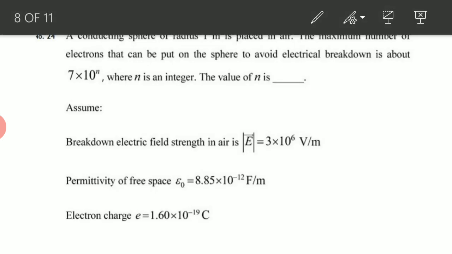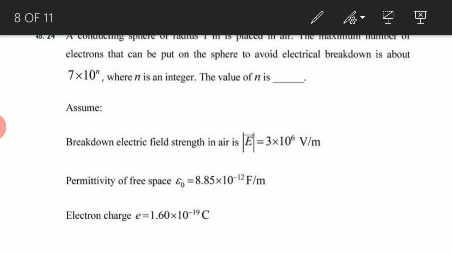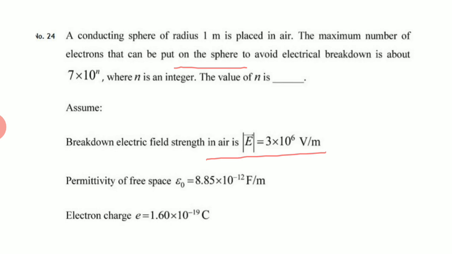Now the third question. A conducting sphere of radius 1 meter is placed in air. The maximum number of electrons that can be put on the sphere to avoid electrical breakdown is about 7 into 10 raised to n, where n is an integer. The value of n is, assume breakdown electric field strength in air is E equal to 3 into 10 raised to 6. So what should we do here? We should equate the total electric field due to a charged sphere with this critical value, right? So I am going to do that.